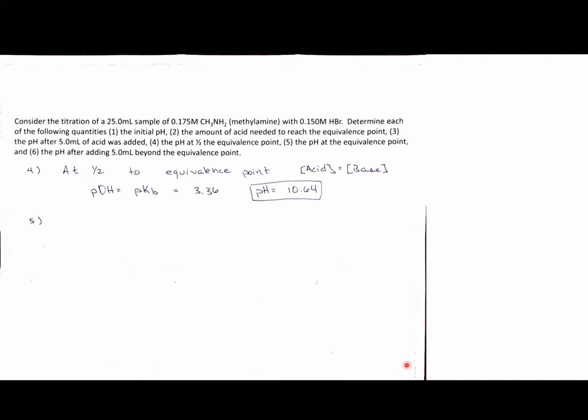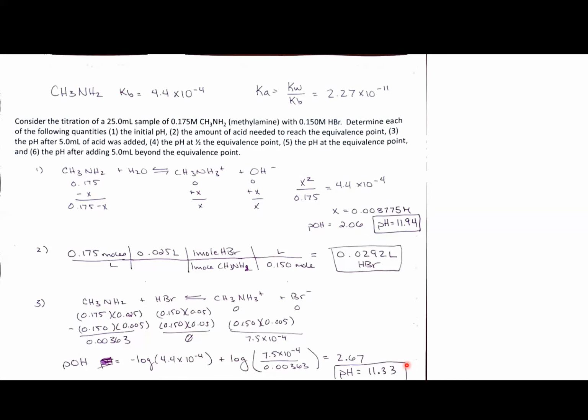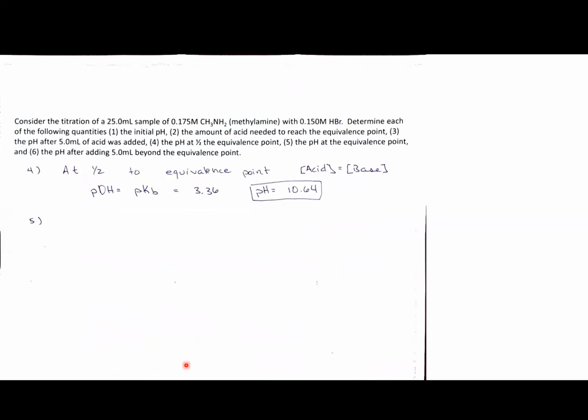Okay. So now at halfway to the equivalence point, we don't even really need to do the math here. At halfway to the equivalence point, these two numbers are equal to each other, whatever's in the numerator and whatever's in the denominator, making this fraction 1. And if that's the case, log of 1 is 0. So our pOH is equal to our pKb. That's what I've got written here. pOH is equal to pKb, which is 3.36. Again, that's pOH, so I subtract that from 14 to get pH. So 10.64 is what we would get for that at halfway to the equivalence point.